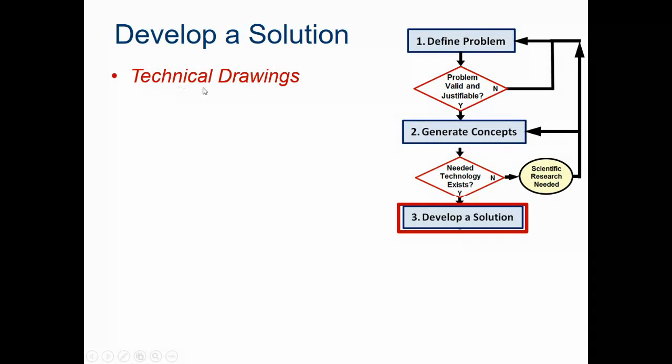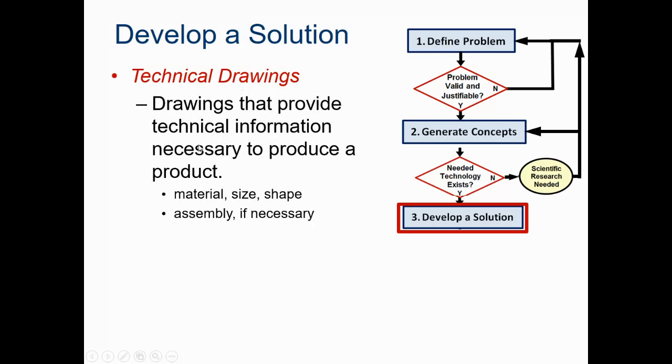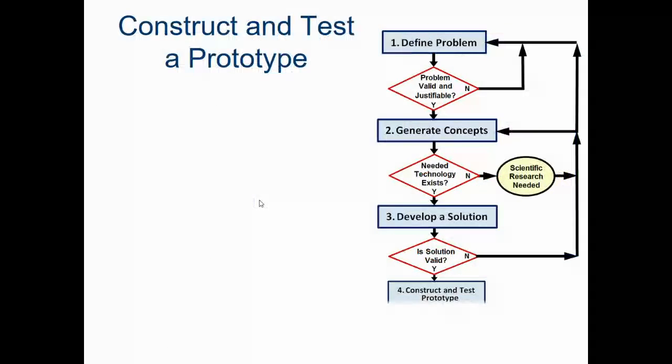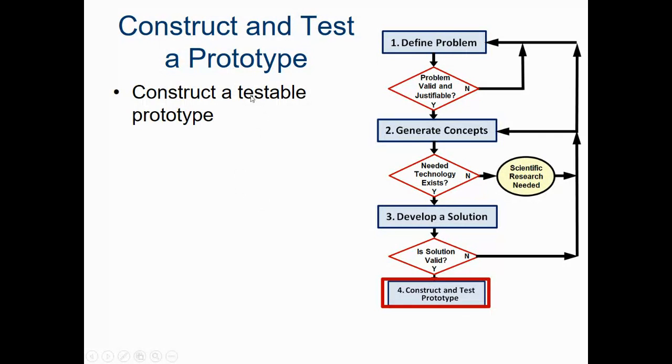Okay, so technical drawings are drawings that provide technical information necessary to produce a product, such as material, size, shape, assembly, if necessary. Remember, what I am really looking for is what the product looks like and its dimensions. So that's where we get the shape and size from. So here, step 4, construct and test a prototype. So we construct a testable prototype.